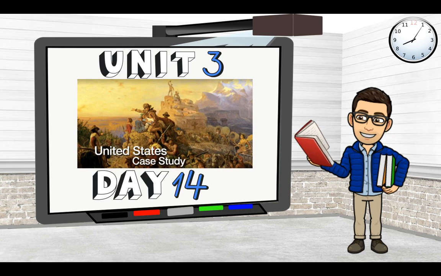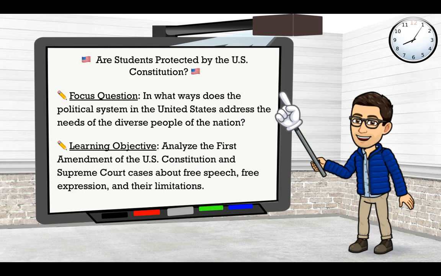Today we will continue with Unit 3, a United States case study, and our Day 14 lesson. The topic of this lesson is, are students protected by the U.S. Constitution? Our focus question is, in what ways does the political system in the United States address the needs of the diverse people of the nation? And our learning objective is to analyze the First Amendment of the U.S. Constitution and Supreme Court cases about free speech, free expression, and their limitations.